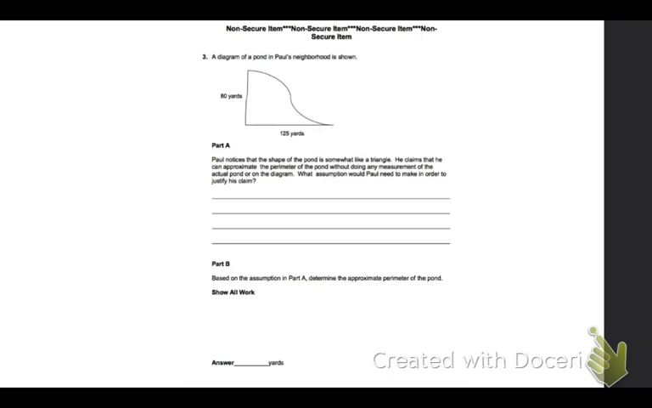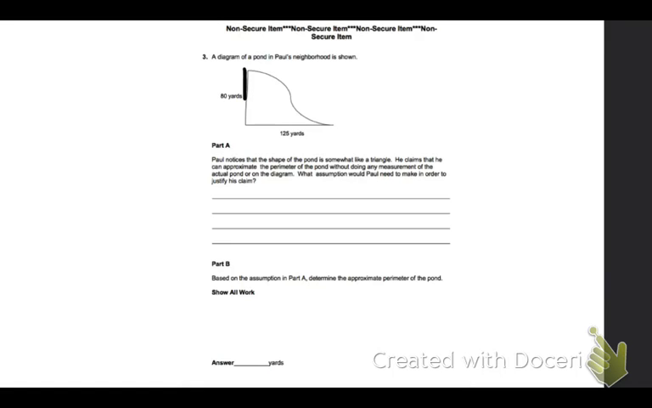Okay, so let's go ahead and read this one. A diagram of a pond in Paul's neighborhood is shown. Paul notices the shape of the pond is somewhat like a triangle. He claims that he can approximate the perimeter of the pond without doing any measurement of the actual pond on the diagram. What assumption would Paul have to make in order to justify his claim?